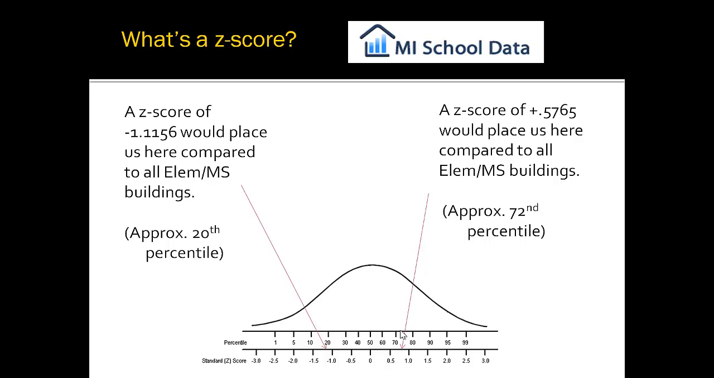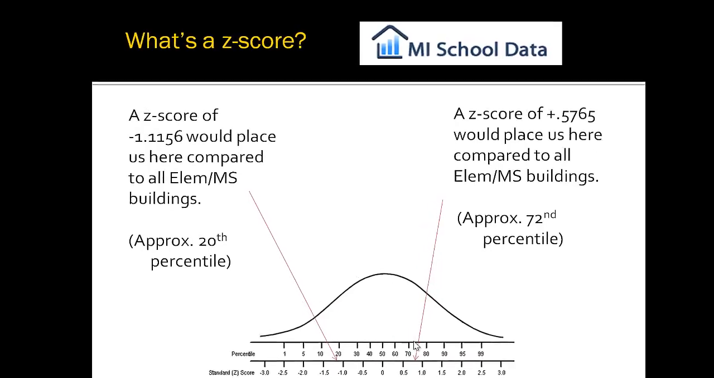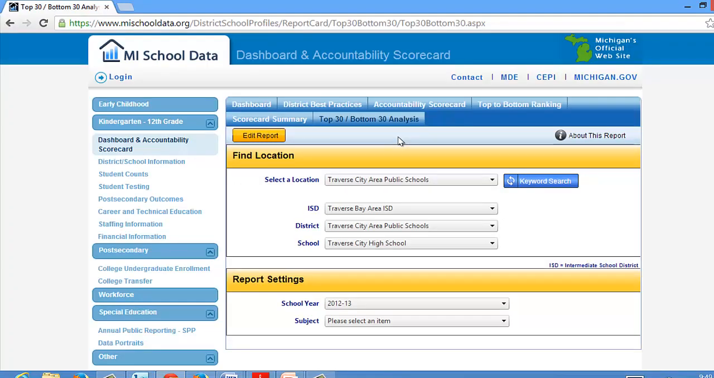This gives us a way to relate the z-score values with the commonly used percentile rank. One of the new features of MiSchoolData is the top 30, bottom 30 analysis tools.